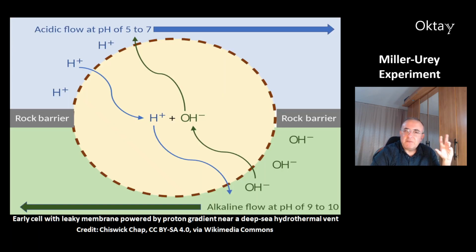This is how the first cell may have been formed in a rock barrier. It has a leaky membrane. It is powered by a proton gradient near a deep sea hydrothermal vent. This upper region is acidic, pH 5 to 7. This bottom region is basic with pH 9 to 10.